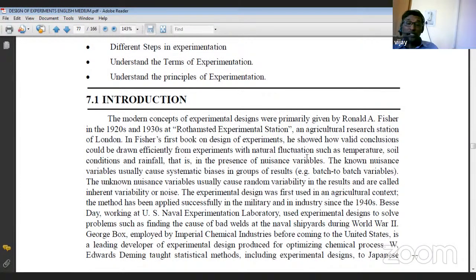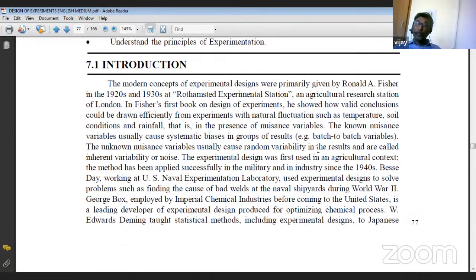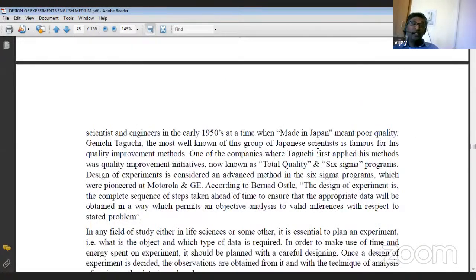The method has been applied successfully in the military and industry since the 1940s. Working in the US Naval Experimentation Laboratory, experimental design was used to solve problems such as finding the cause of bad welds in naval shipyards during World War II. George Box was employed in Imperial Chemical Industries before coming to the United States. He is a leading developer of experimental design for optimizing chemical processes. And Edward Deming's statistical methods, including experimental designs, were taught to Japanese scientists and engineers in the early 1950s.